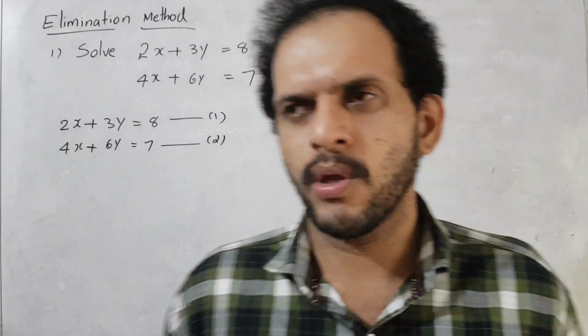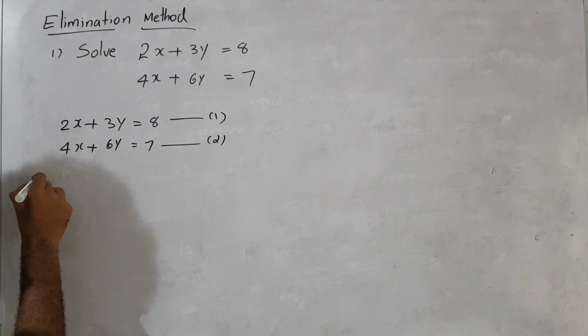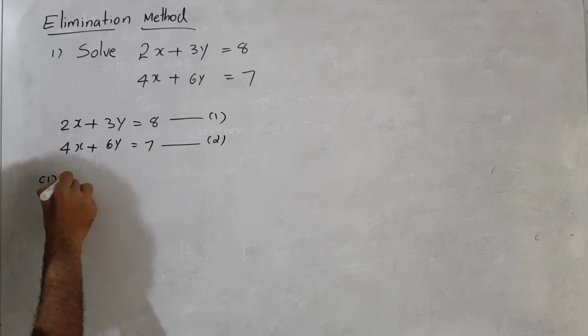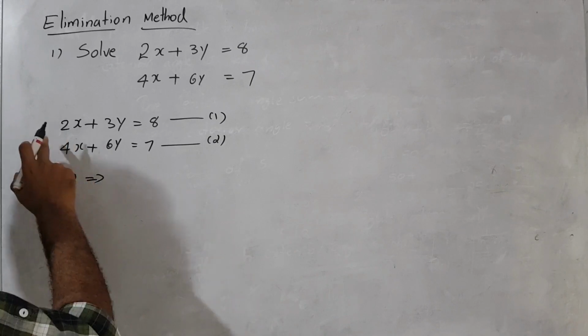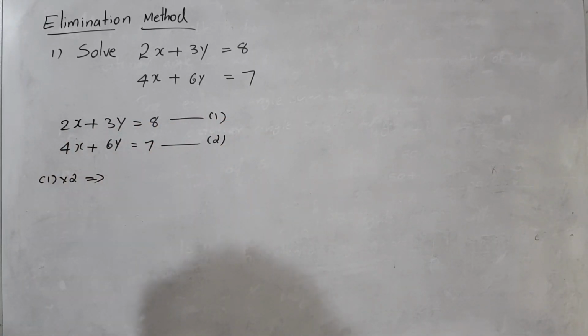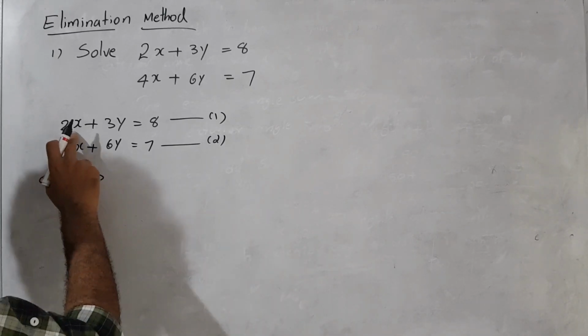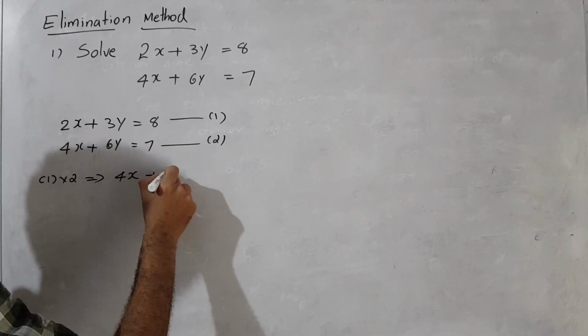Okay. So the next step is changing equation 1. Then equation 1 into 2 implies multiplying all the terms of the equation, the whole equation 1, by 2. Then what do you get? 2 into 2x is 4x. 2 into 3y, 6y.